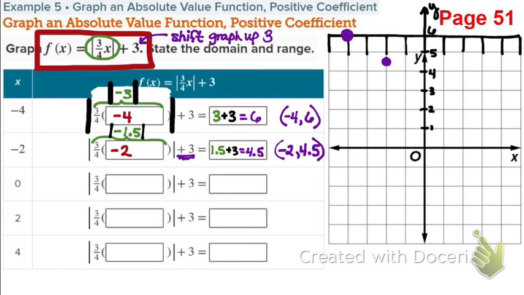What are we putting in for x next? 0. That makes this a whole lot easier, doesn't it? What's anything times 0? 0. How far away from 0 is 0? 0. So I have 0 plus 3, which gives me what? 3. So where am I going to plot this point now? 0, 3. The x was 0, the y was 3. So right up here.